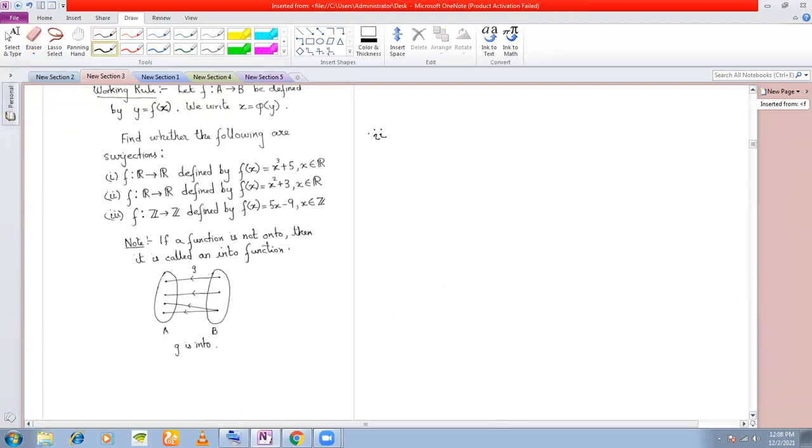Number 2. Given f: R to R defined by f(x) = x square plus 3, where x belongs to the set A, which is a set of real numbers. We want to check whether this is a surjection or not.